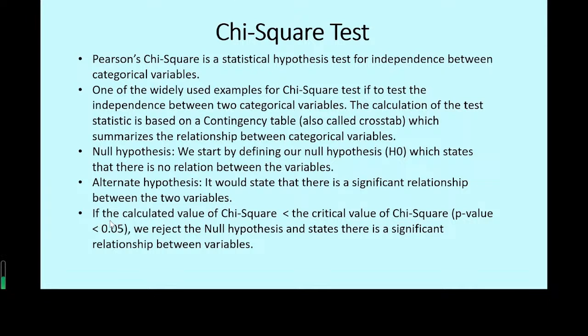After we calculate the chi-square value, we check the calculated chi-square value against the critical value, which also means checking whether the p-value is less than 0.05. If so, we reject the null hypothesis and state that there is a significant relationship between the variables. On the other hand, if the p-value is larger than 0.05, we do not reject the null hypothesis and state that there is no relation between the variables.